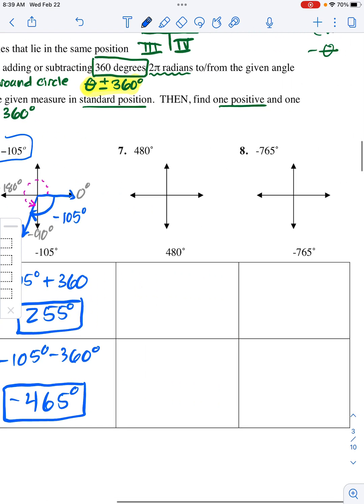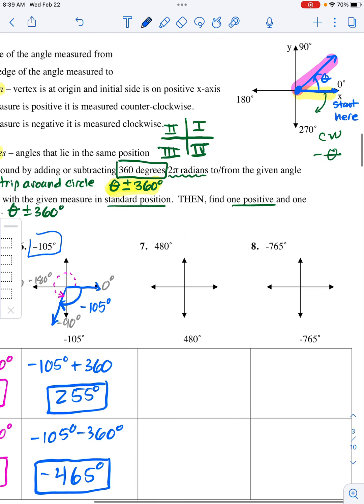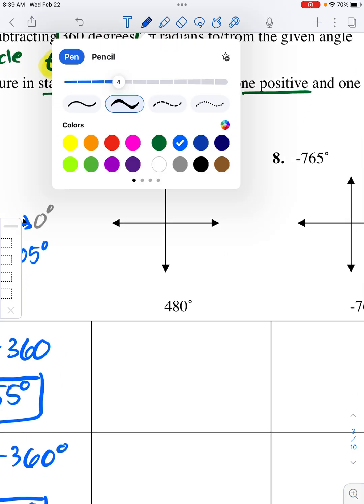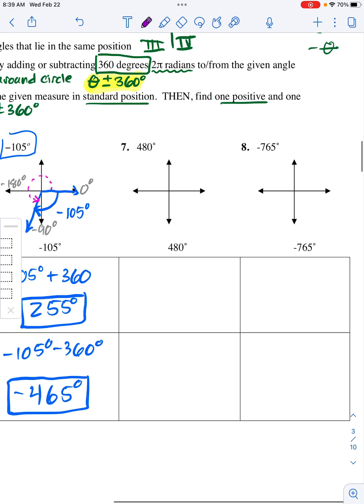Okay, so the next one's different in that it's positive, but it's a really big number. It's more than 360. So let's walk through that one together. So 480 degrees. Okay, keeping in mind that all the way around is going to be 360. So think about it. 480 minus one trip around is going to land me at 120. So I still need to go 120 more.